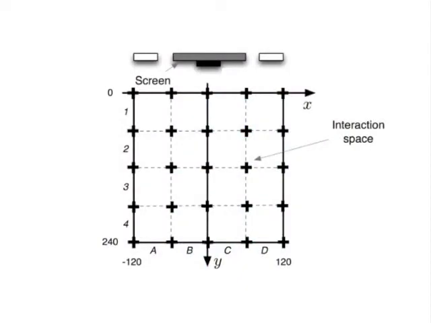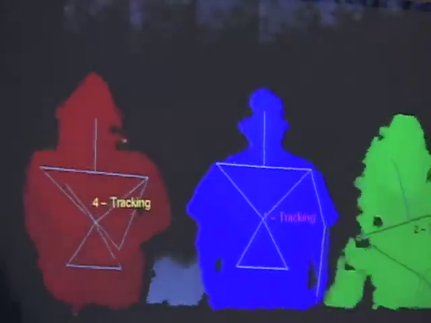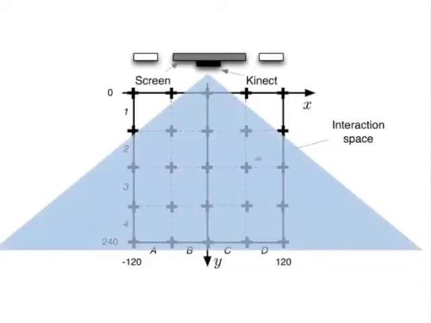Our system works by combining two sensing technologies. The Kinect mounted on top of the display has a camera to track visitors. It can tell the system precisely where the users are located in the interaction area and how they are moving, so the display can respond accordingly.